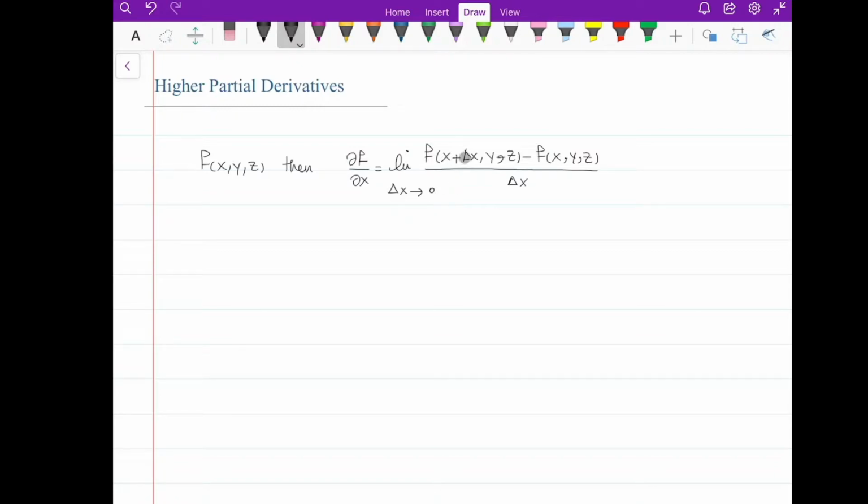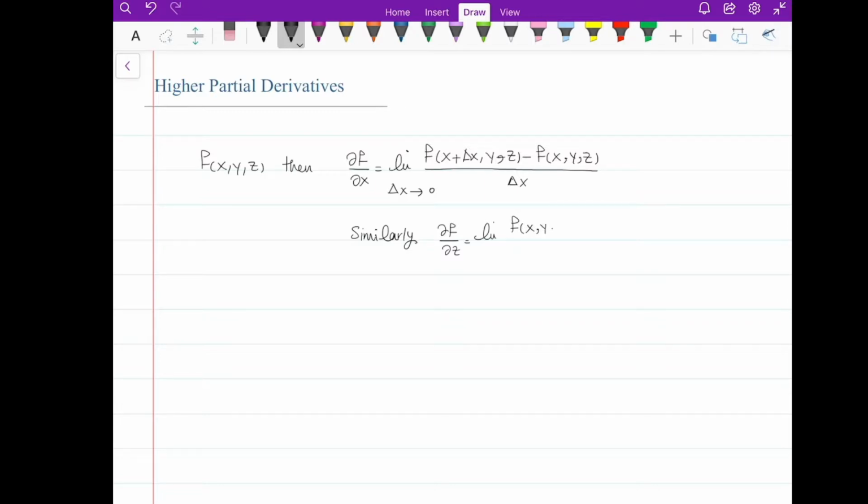Basically, we just have change in x, and y and z are fixed, as you see, and we are going to consider the rate of change of f as x is just changing and y and z are held fixed. So similarly, we have a definition for the partial derivative with respect to y or the partial derivative with respect to z. Let me write with respect to z.